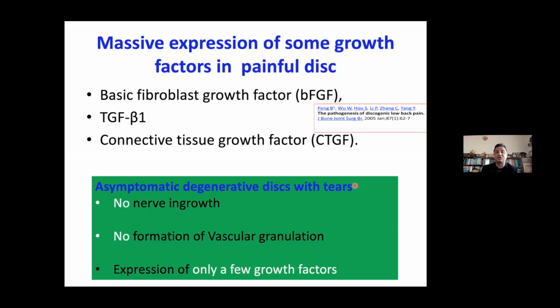So we have to differentiate between symptomatic and asymptomatic degeneration, because we are operating on the patient, not on the MRI. MRI may show degeneration, but if there are no symptoms, we should not tackle that one. We have to really find out whether it is pain generating or not.